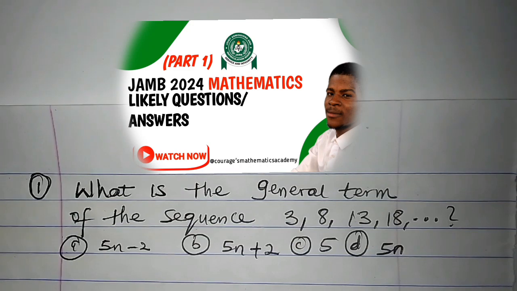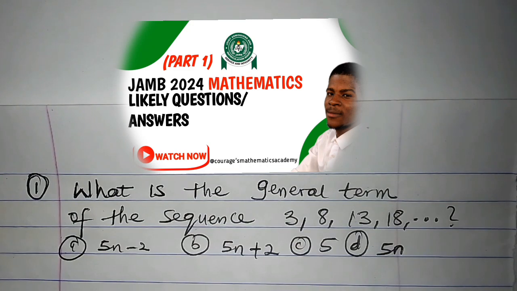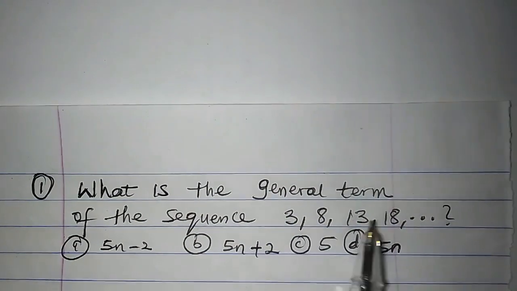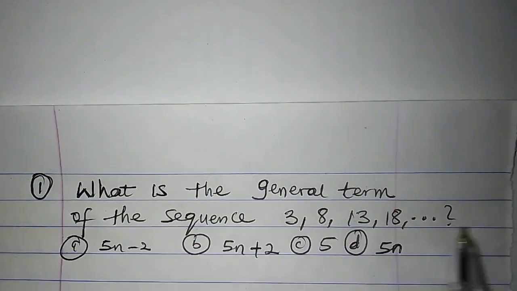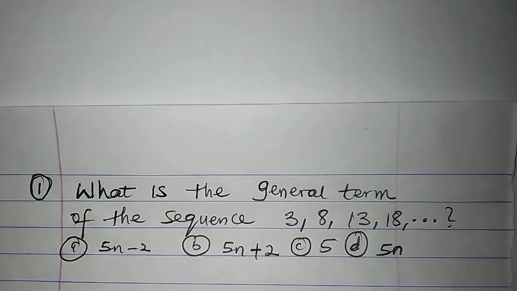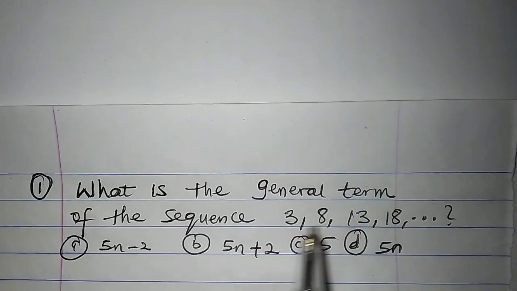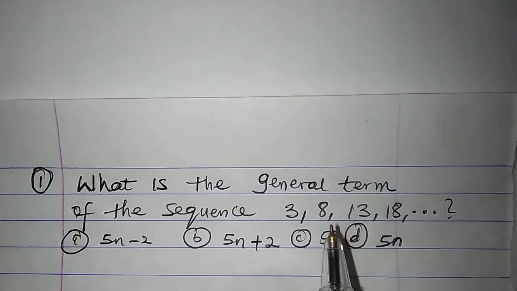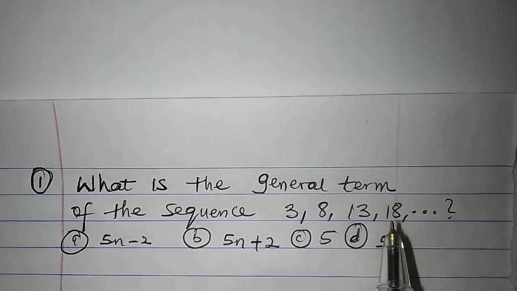The first question says, what is the general term of the sequence 3, 8, 13, 18 till infinity? Now, when you see a question like this, the first thing is to determine, is this an AP or a GP? How do I know? An AP has a common difference. A GP has a common ratio.